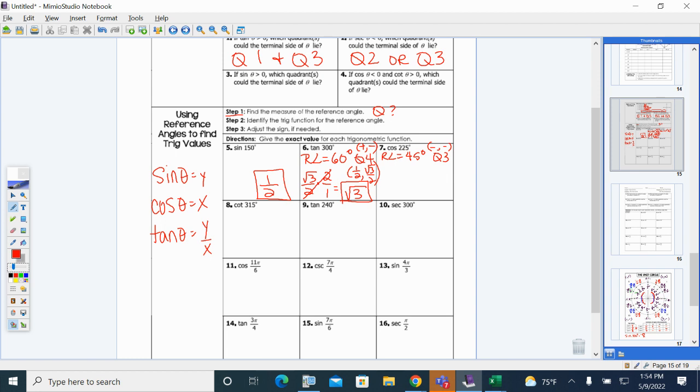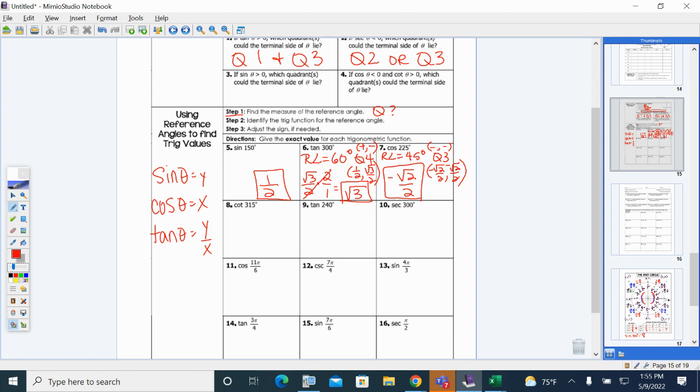Now, cosine is the x-coordinate of that angle. So if you look at your left hand, 45 degrees is your middle finger. The x and the y are negative radical 2 over 2. And it's asking me for the cosine, and cosine is the x. So the answer here is negative radical 2 over 2.